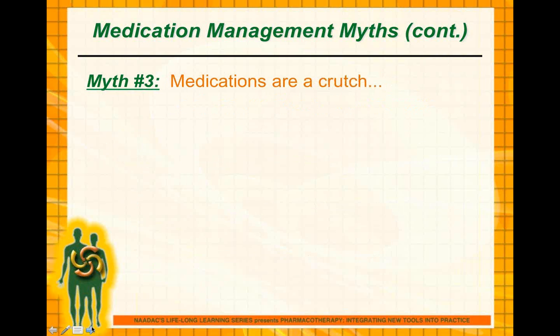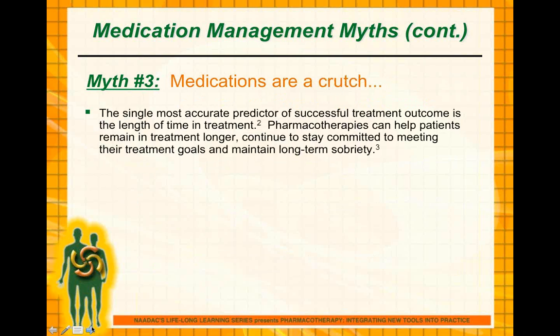So moving on to myth number 3, medications are a crutch. I love this part of the program because this is something that I think every single listener out there needs to be really aware of and might be surprised by. So here's the fact. The single most accurate predictor of successful treatment outcome is the length of time in treatment. I want to say that again because it's really important. The single most accurate predictor of successful treatment outcome is the length of time in treatment.